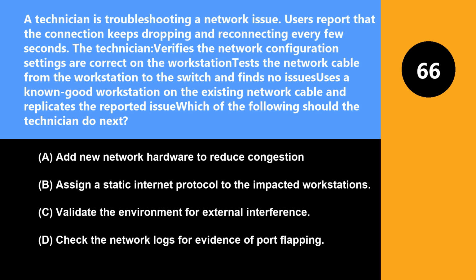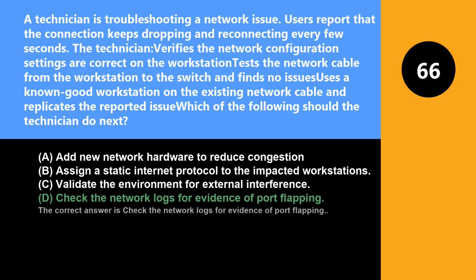Option A. Add new network hardware to reduce congestion. Option B. Assign a static internet protocol to the impacted workstations. Option C. Validate the environment for external interference. Option D. Check the network logs for evidence of port flapping. The correct answer is option D. Check the network logs for evidence of port flapping.